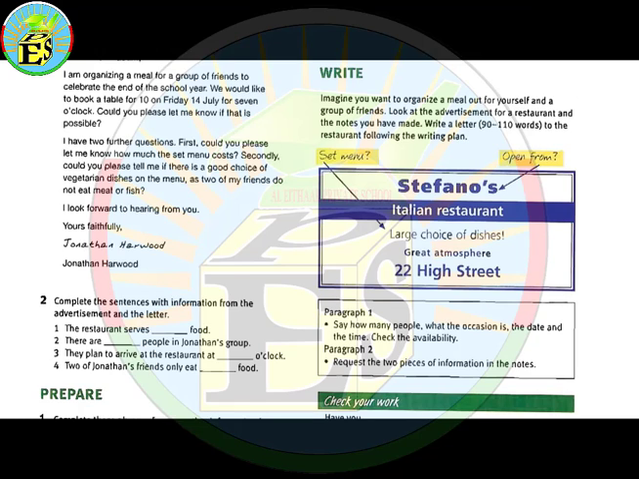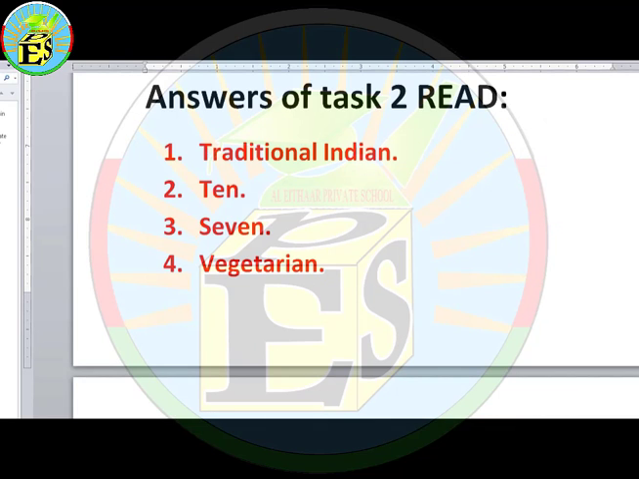Now let's go and check the answers together, and I would like you to be careful with your handwriting and the spelling of the words. Now I would like you to check your answers for task number 2, read. So the first answer is traditional Indian food, the second one is 10, the third one is 7, and the fourth one is vegetarian.